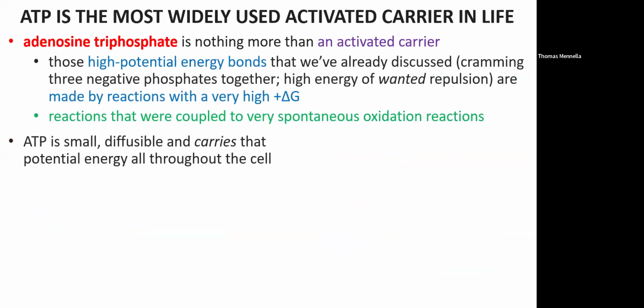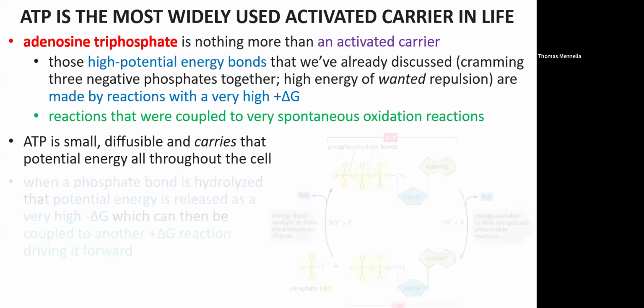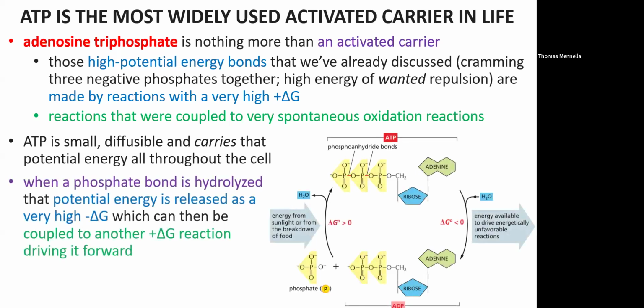However, once ATP is made, it's a very small molecule, it's diffusible, it easily moves around the cell, easily moves around the body, and as it moves, it's carrying all of that potential energy of that repulsive third phosphate bond wherever it goes. And then that bond can be broken, and when that bond is broken, all of that potential energy is released as free energy. We recapture that negative delta G. And we can then use that coupled with other non-spontaneous reactions and drive those positive delta G reactions forward.